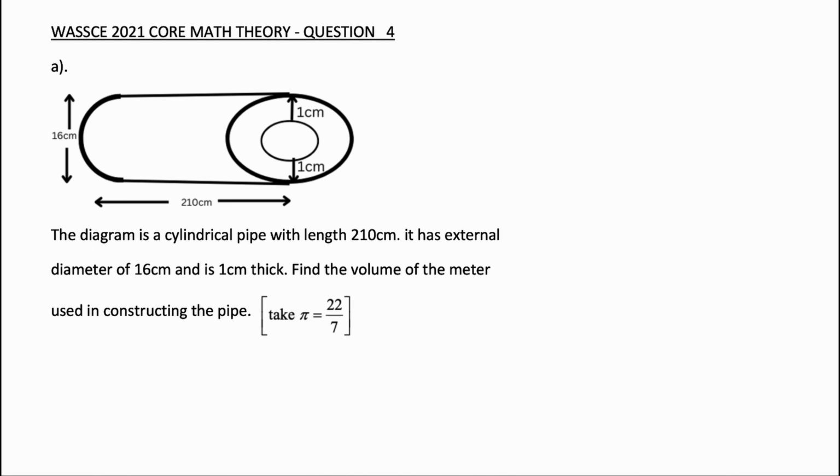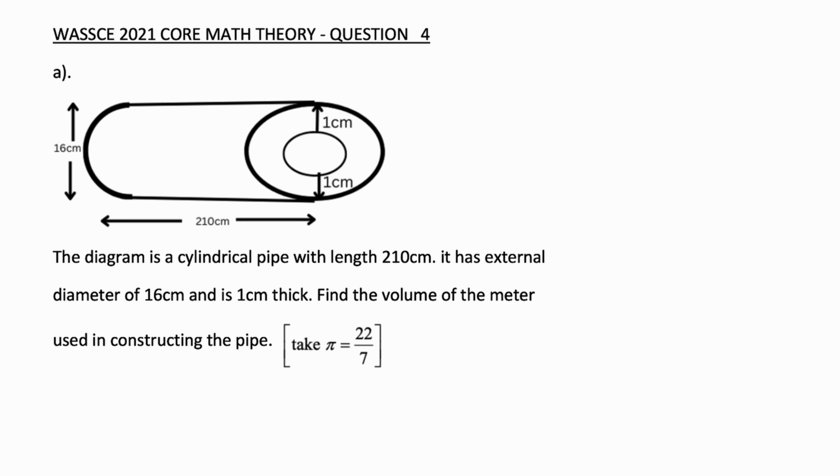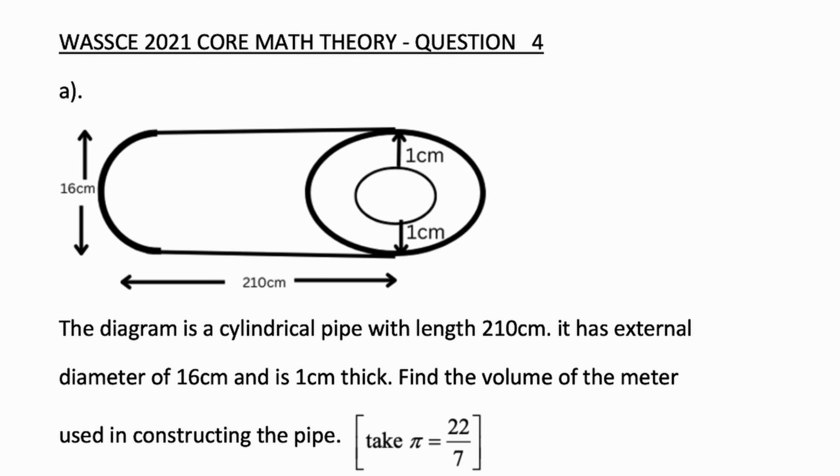In today's video, we'll be solving question 4 of the 2021 Core Maths WASSCE Theory questions. We'll begin with question 4a. The diagram is a cylindrical pipe with length 210 centimeters. It has an external diameter of 16 centimeters and is 1 centimeter thick. Find the volume of the material used in constructing the pipe.